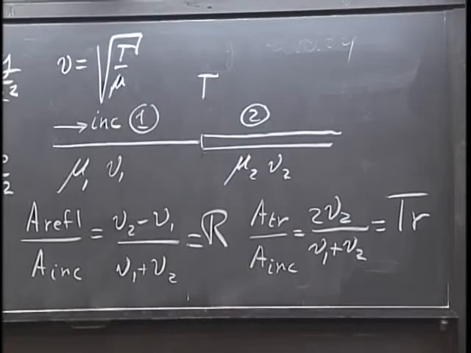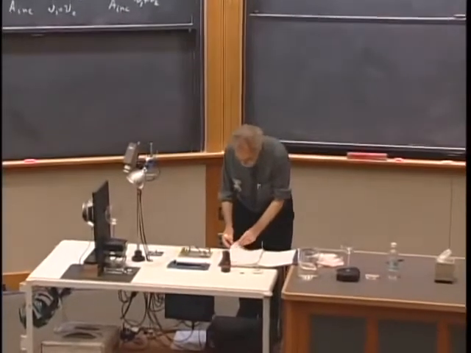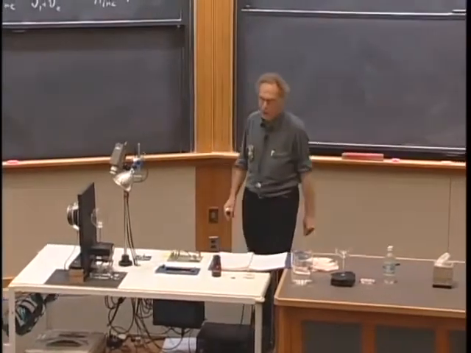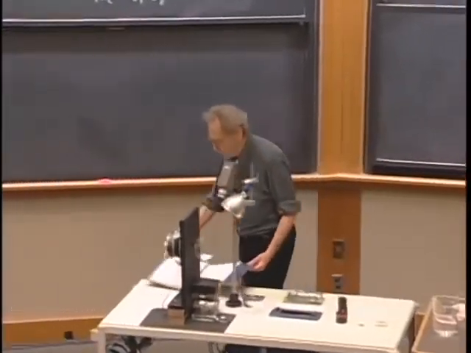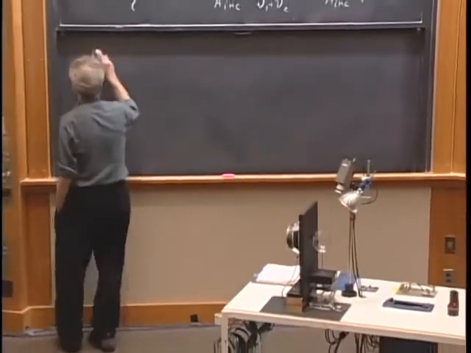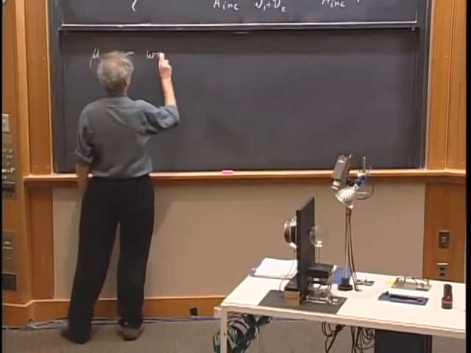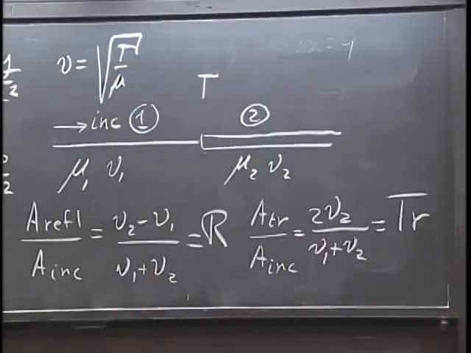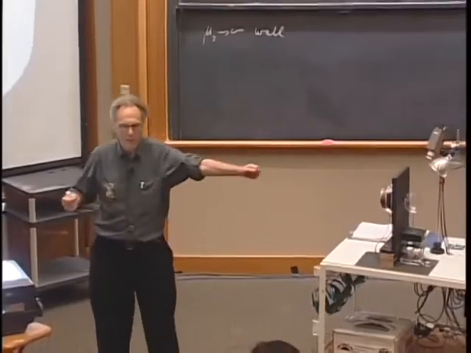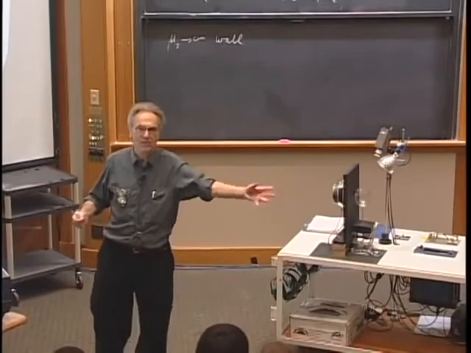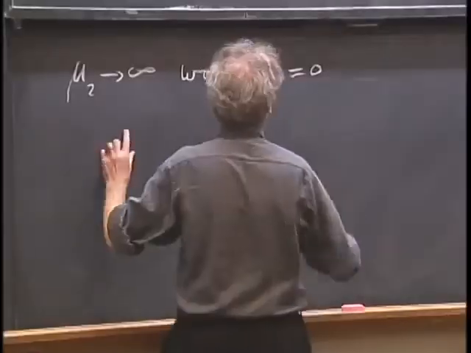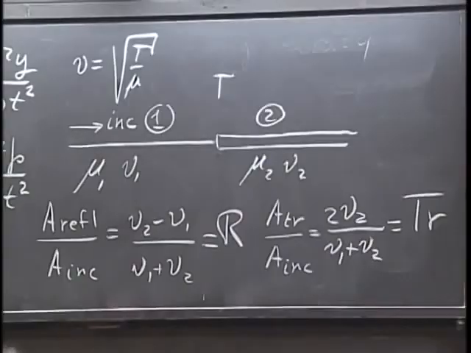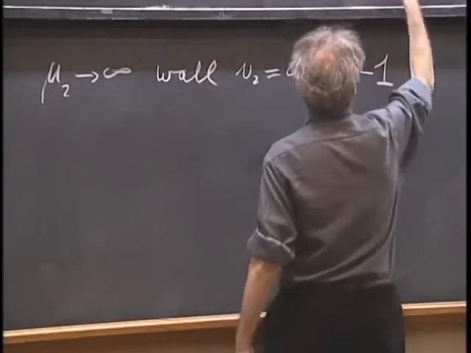And when we had done that, I put in some simple test cases where our intuition is very good. The first thing I did was I said, suppose mu2 is infinitely high. In other words, medium 2 is a wall. That means the string number 1 cannot move, it's fixed at the end. So that means v2 is 0. And we go to this equation and we find that R equals minus 1. v2 is 0, you get minus v1 over v1.